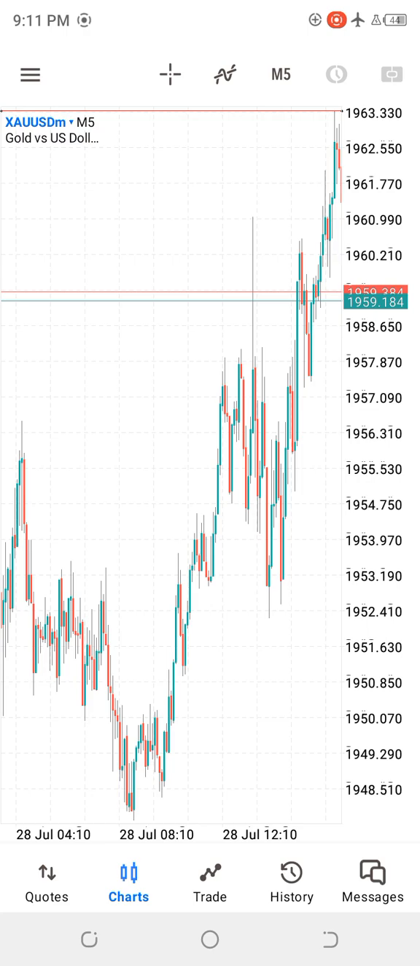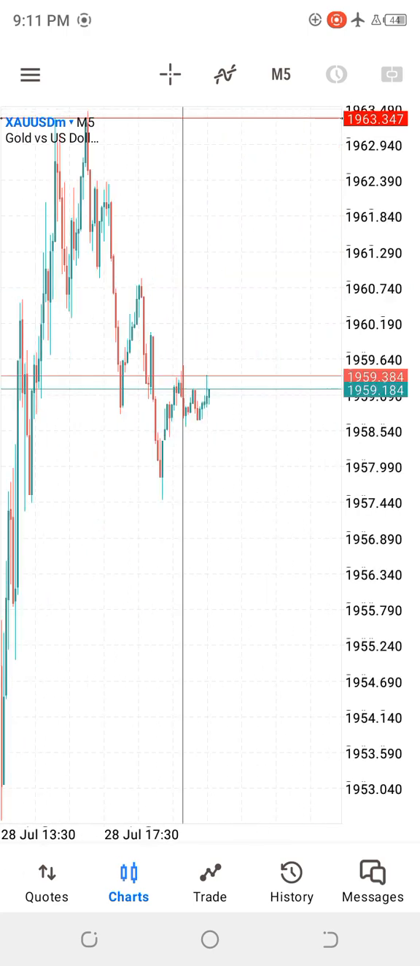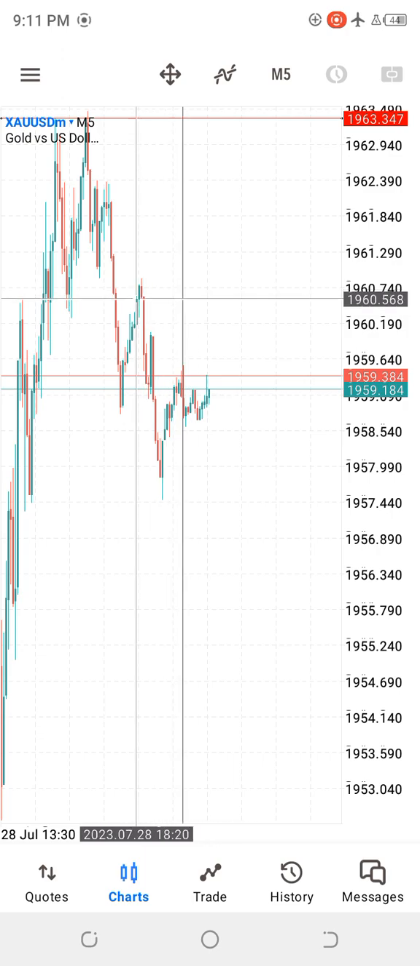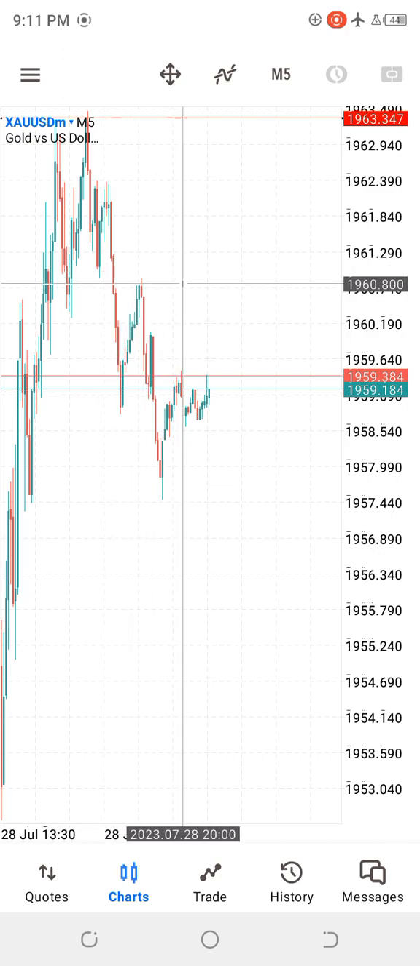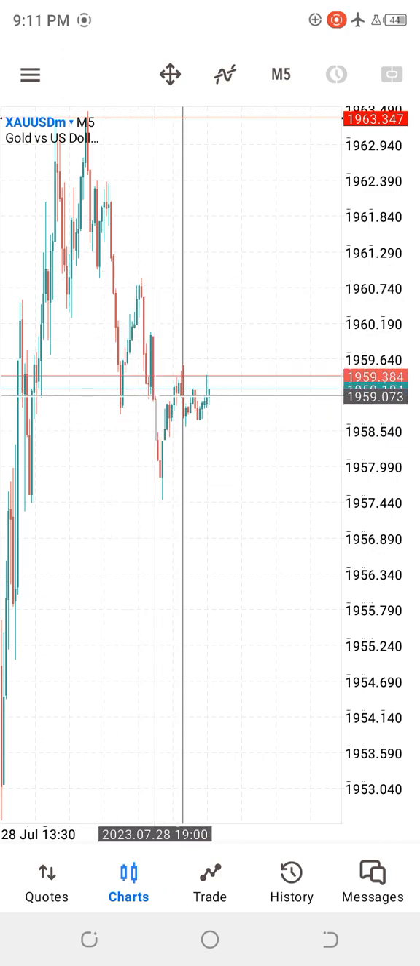So that is it entirely. That is the whole concept. When you want to take an entry from a breaker block, always check for a fair value gap or a volume imbalance. Those should be the only confluence that you should use to enter a trade. Breaker block is the easiest.